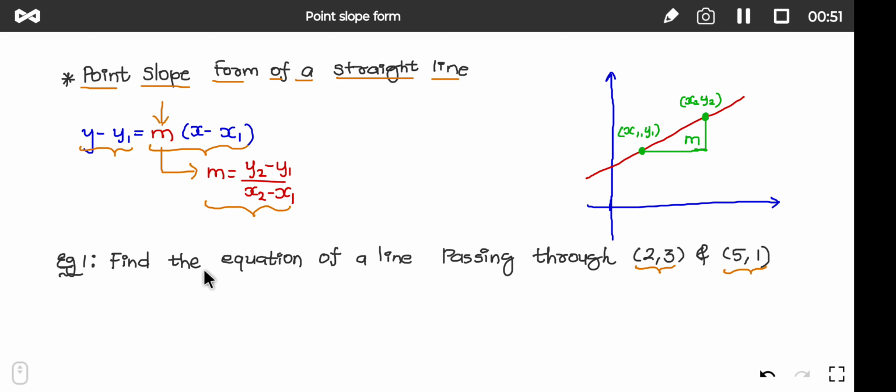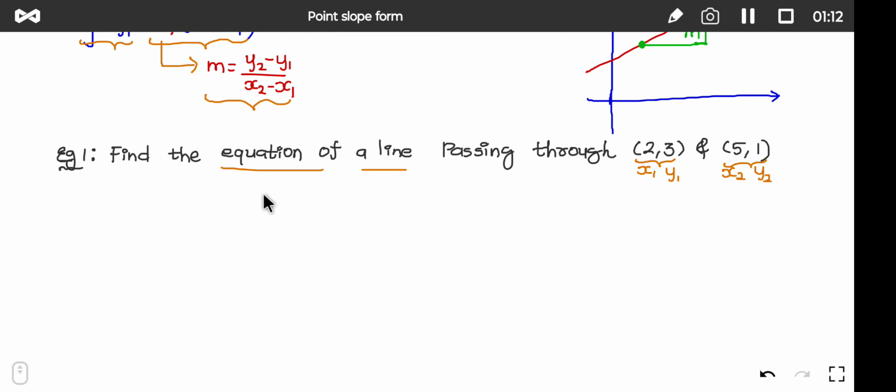So the question is what? We have to find the equation of a line, and the line is passing through 2 points. The points given are 2, 3 and 5, 1. Let's consider the first point is x1 and y1, and the second point is x2 and y2. So the first step is we have to calculate the slope.